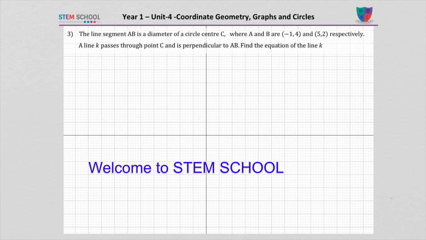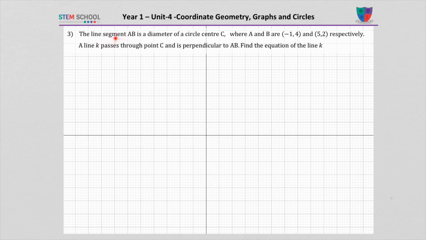Question 3. The line segment AB is a diameter of a circle center C, where A and B are (-1, 4) and (5, 2), respectively. A line K passes through point C and it's perpendicular to AB. Find the equation of K.